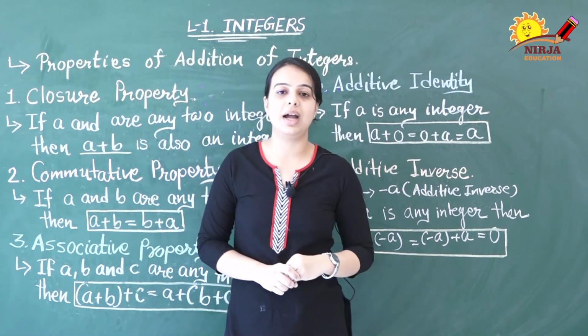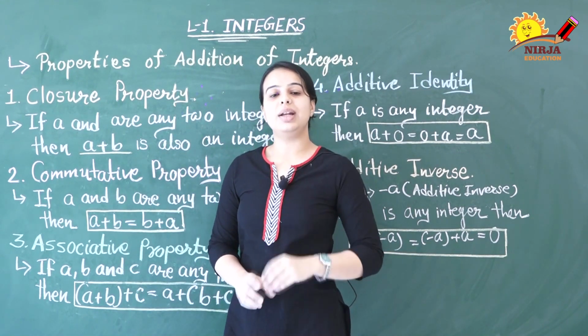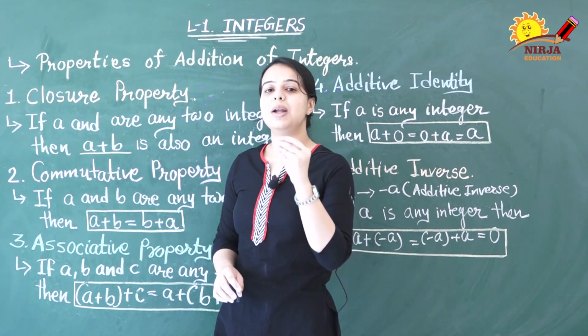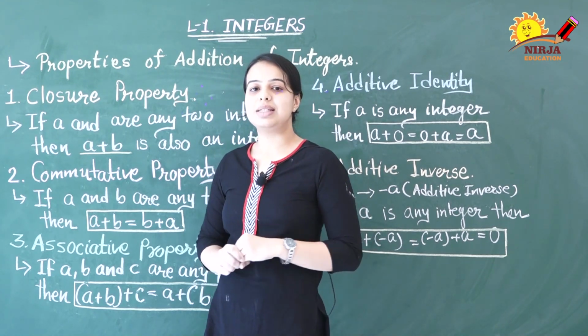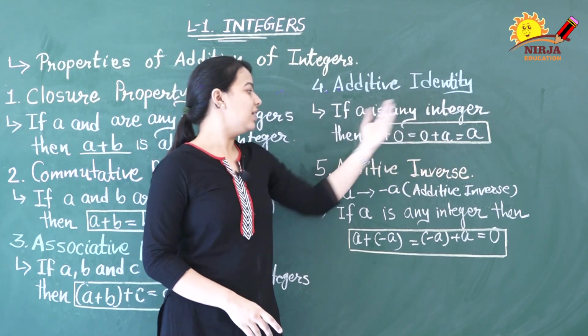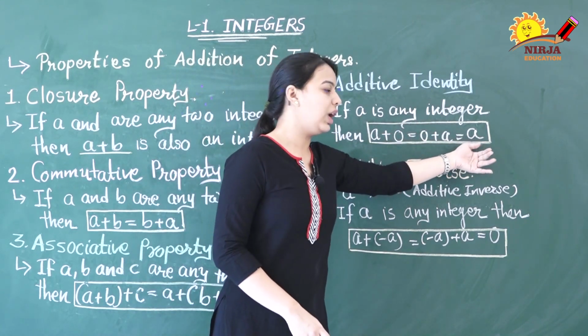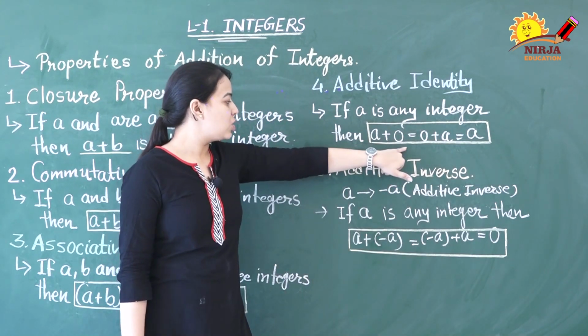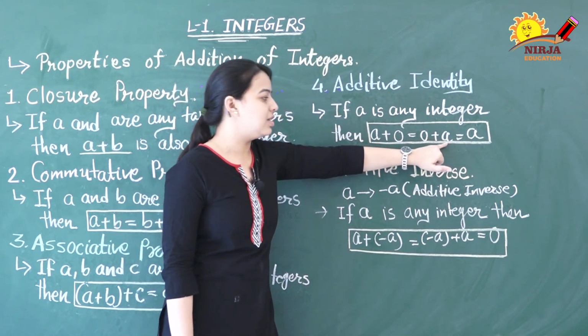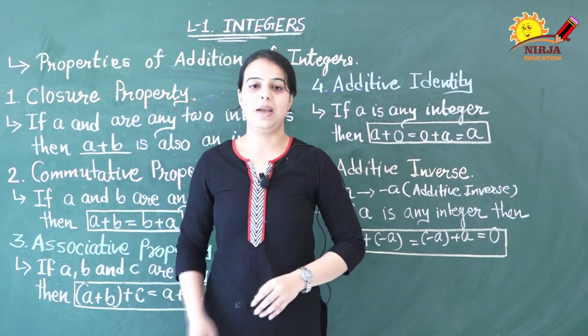It is stated that if we are going to add 0 to any integer, then the result will be the number itself. In general, you can say like this: if A is any integer, then A plus 0 is equal to 0 plus A is equal to A always. That means if we are going to add 0 to any integer A, then the result will be A.